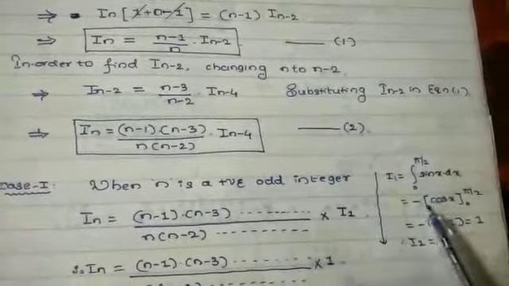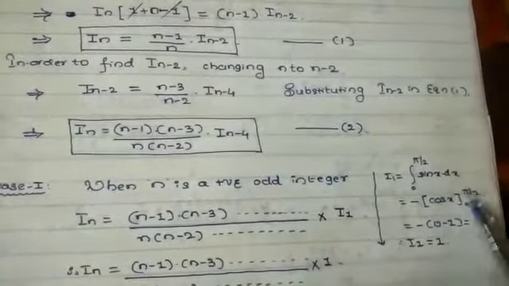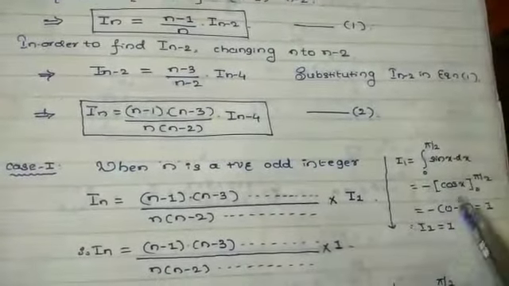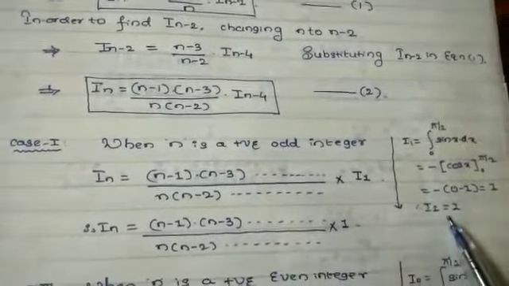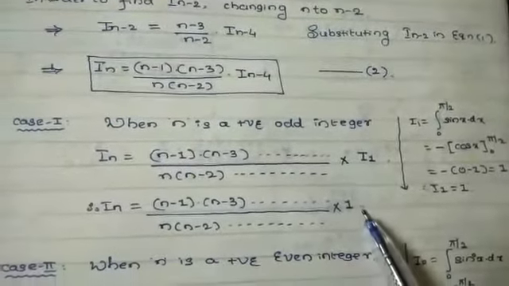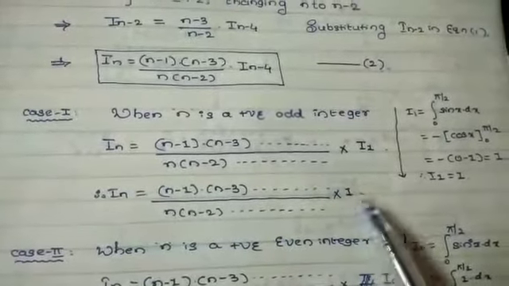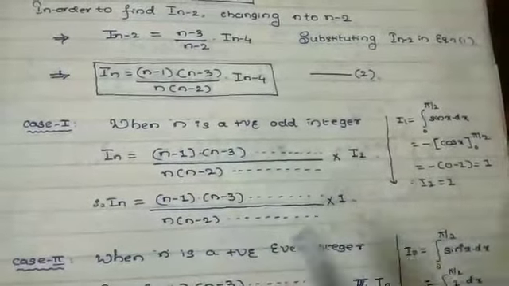So the integration of sin x is minus cos x, from 0 to pi by 2, upper limit minus lower limit. Cos 90 is 0, minus of lower limit, cos 0 is 1, minus of minus becomes plus 1. Therefore I1 value is 1. So this is the formula related to when n is a positive odd integer.